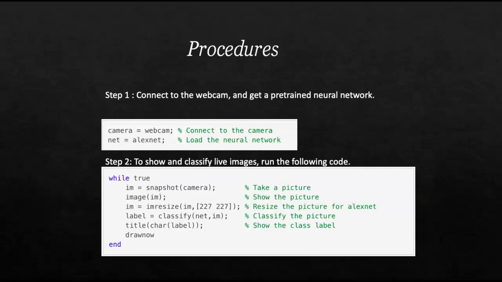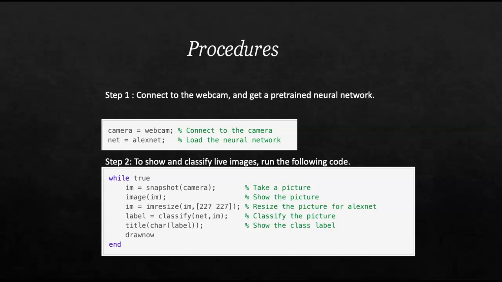So here are the procedures that we went by. Our first step was to connect our webcam and get a pre-trained neural network. So first we connected our webcam, then we loaded the neural network, which is AlexNet. Step 2, we were asked to show and classify live images, running the following code. While true, take a picture, show the picture, resize the picture for AlexNet, classify the picture, show the class label, and it will end.